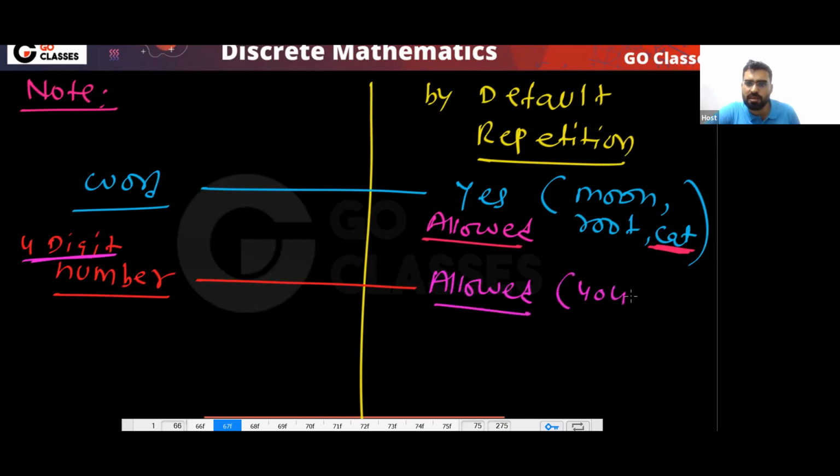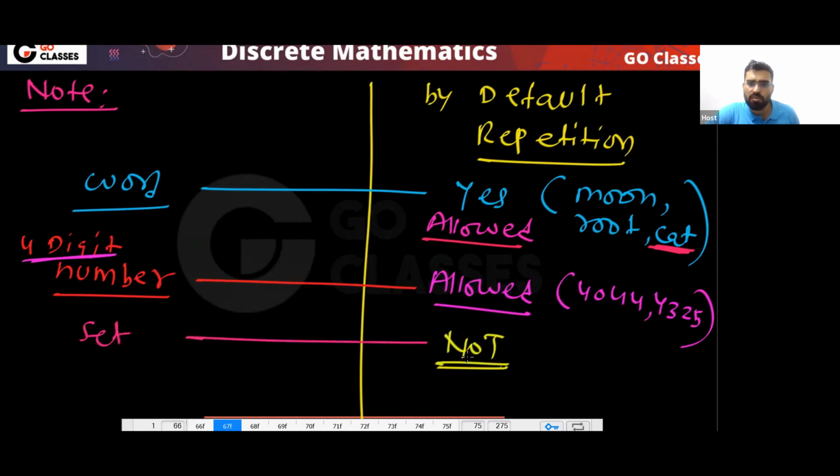Like this is a 4-digit number, this is a 4-digit number, so these are 4-digit numbers. In a set, is repetition allowed by default or not? No, not allowed. Okay, so not allowed, right? In a set, this repetition is not allowed.